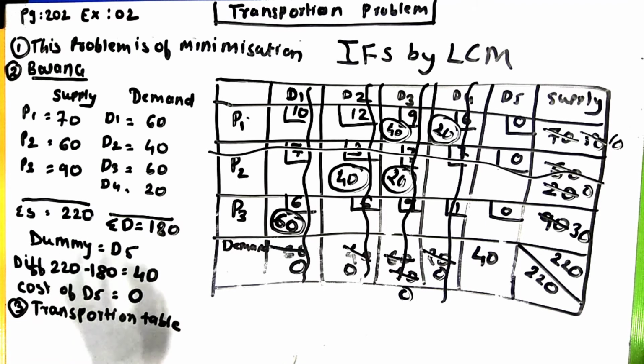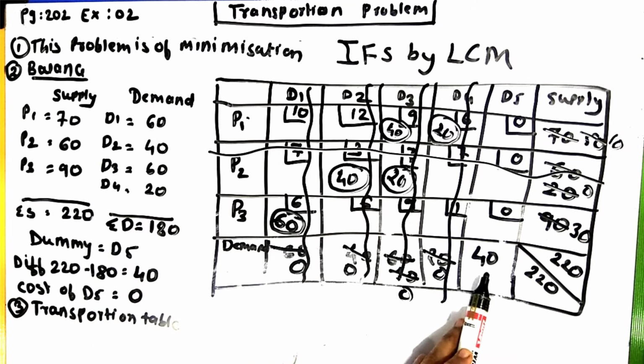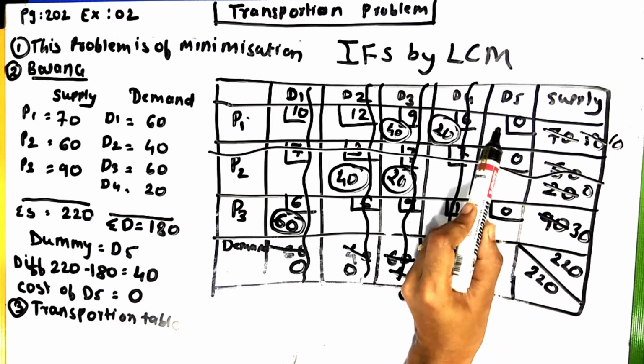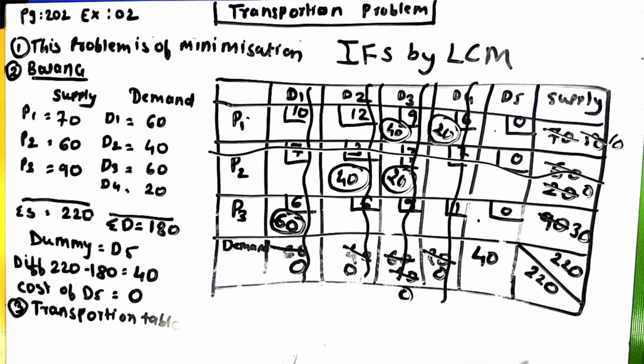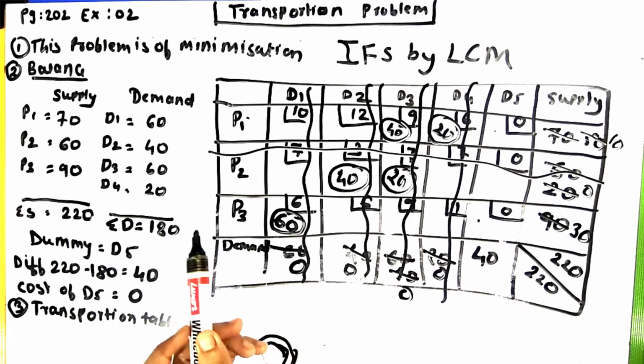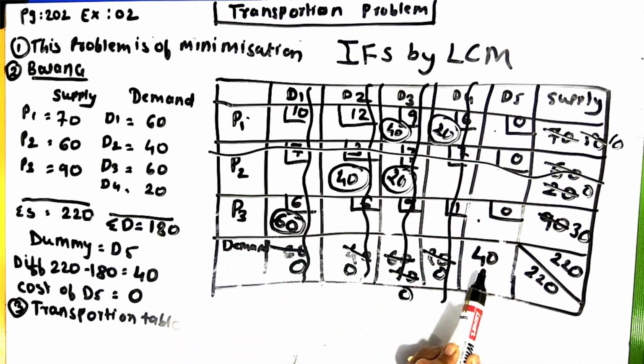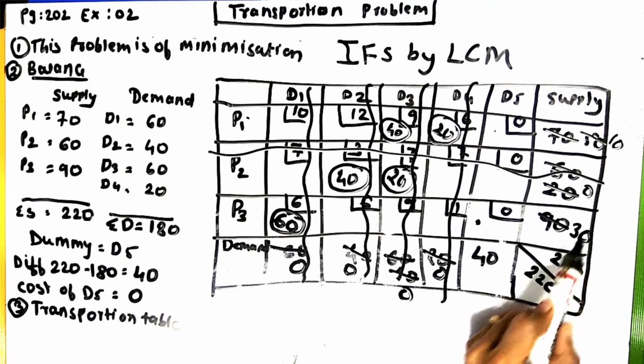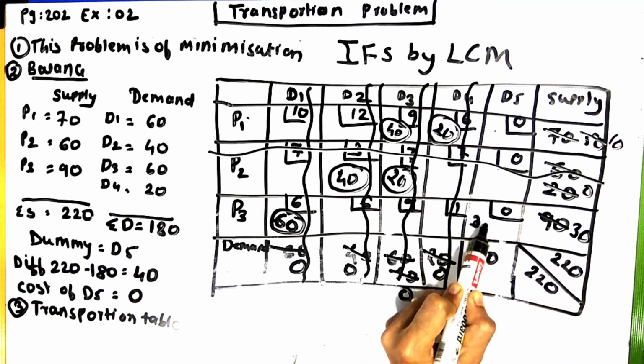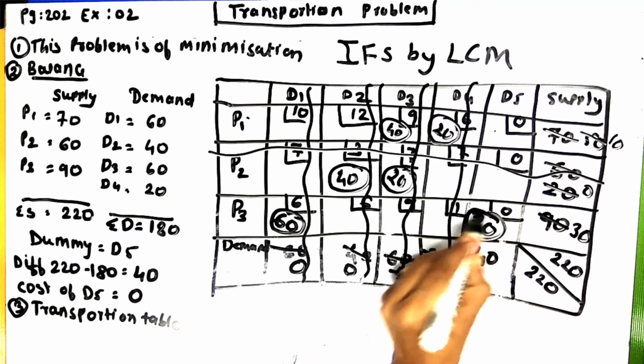So now at the last we have to consider the dummy. For the dummy we have only two cells remaining, which are P1 D5 and P3 D5. So let me give allocation here. Again let me check: for D5 the value is 40 and only two cells remain. So let me give my first allocation. Here in P3 D5, on the demand side we have 40, supply side 30. So 40 and 30, the lesser one is 30. So we will give our allocation 30 here.